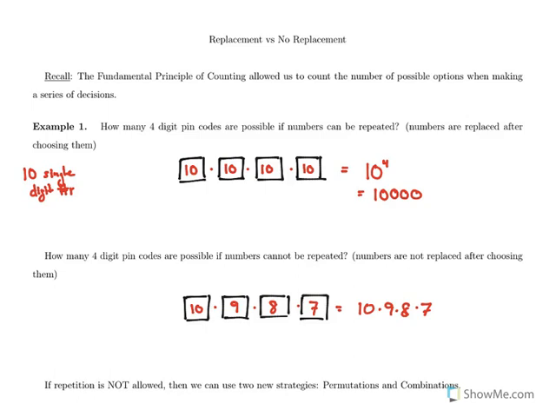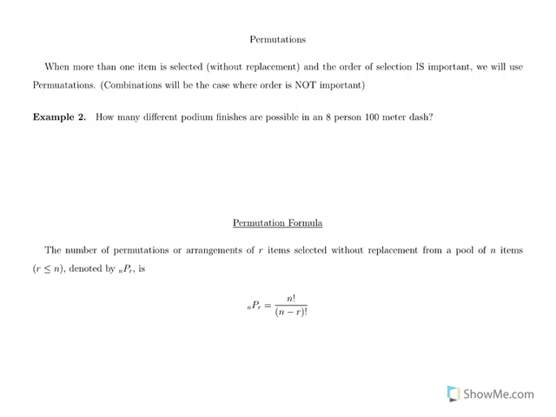If replacement is allowed, we're going to use the fundamental principle of counting, and those are problems we've dealt with. If repetition is not allowed, we can still do some problems with the fundamental principle of counting, but now we have 2 new strategies we can use, permutations and combinations. So let's look at permutations first. We're going to use permutations when more than one item is selected without replacement. That's going to be a key thing here. And the order of selection is important. Note that the difference between permutations and combinations is whether order is important. If it is, we use permutations. If it's not, we're going to use combinations.